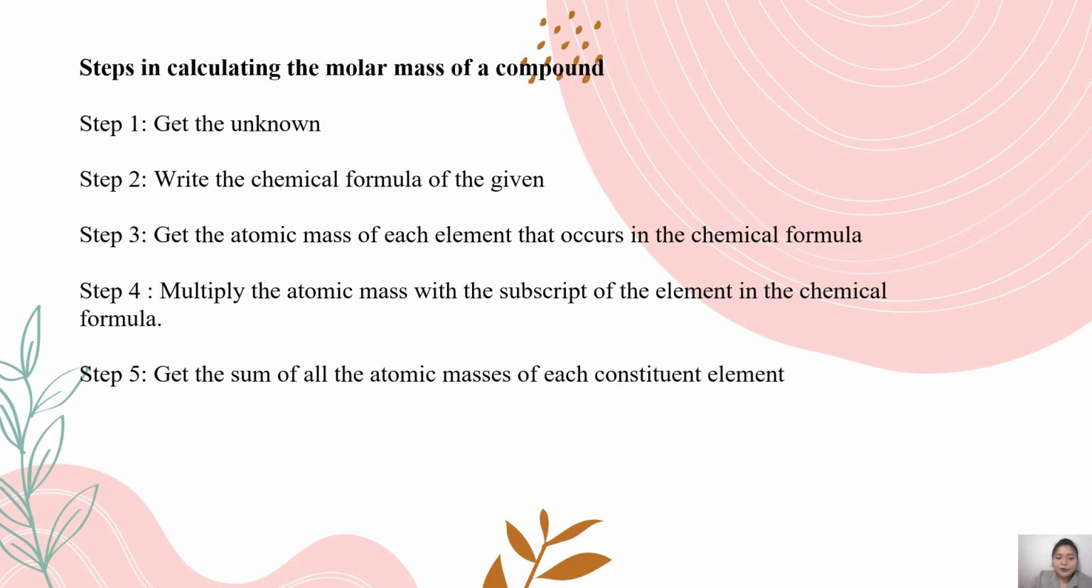Then, for the fourth step, we are going to multiply the atomic mass by the subscript of the element in the chemical formula. And lastly, we are going to get the sum of all of the atomic masses of each of the constituent elements.